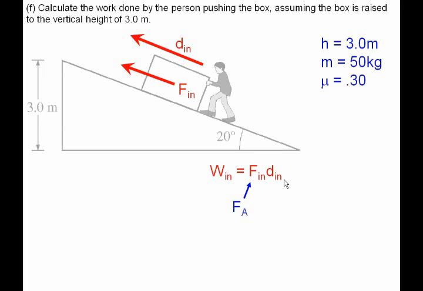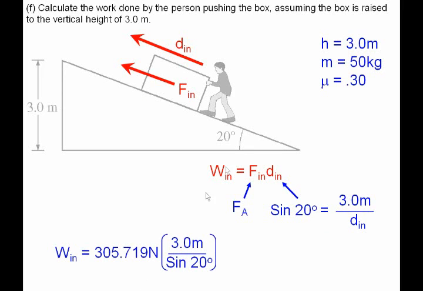The Din, we're going to have to use the triangle here. This is a sine formula. The sine of the angle is the opposite over the hypotenuse. And this time, usually we're using the sine formula to find the opposite side. When we're trying to find the hypotenuse, we're going to have to be dividing by the sine of 20 instead of multiplying. So putting my numbers in, the Fa that we got from the previous part was 305, and the Din is going to be 3 divided by sine 20. 2680 rounds to 3,000 joules for that one.